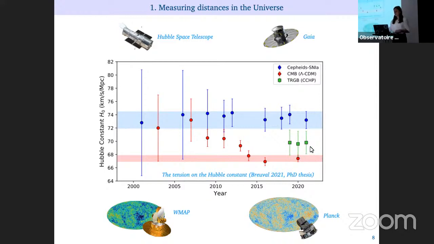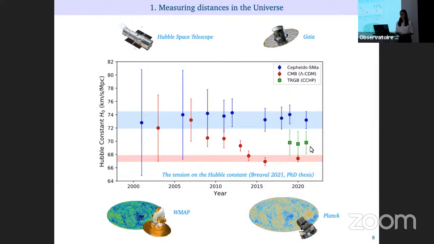In green, I also represented an independent measurement from tip of the red giant branch stars, which replace the Cepheids as primary distance indicators to calibrate the supernovae. And it gives a lower value around 69. And it doesn't explain why between Cepheids and Planck there is this 4 sigma tension.